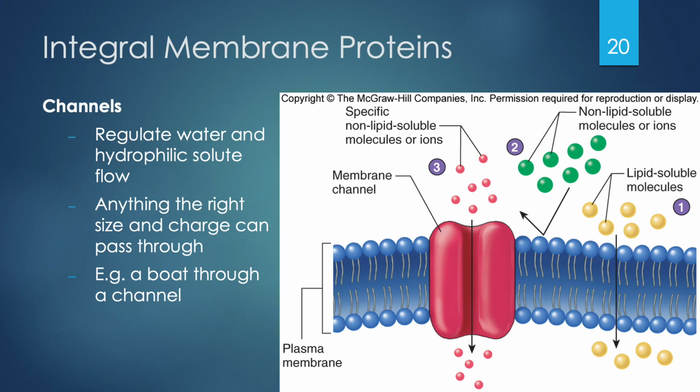Channels are an integral membrane protein, and they're pretty straightforward. Basically, a channel is something that a boat could just go right through, and similarly, this will allow things like water and other hydrophilic solutes to just flow right through. So provided that the molecule is the right size and the right charge, it just passes on right through the plasma membrane without any interference.